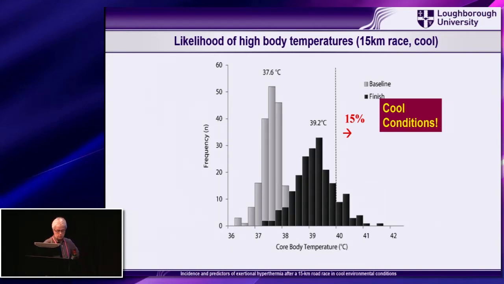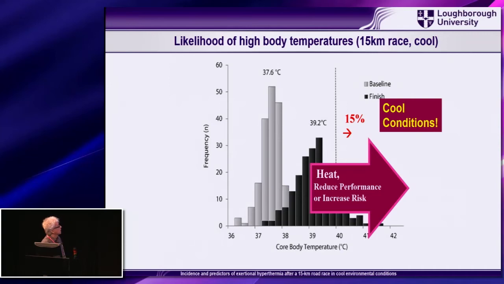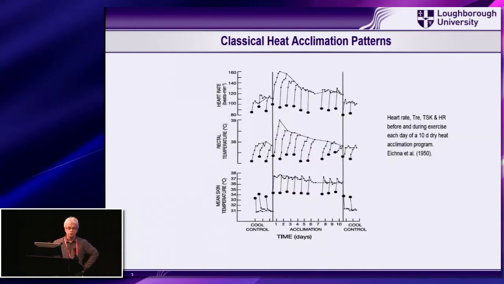So if you go to the heat, either you have to reduce your performance, you have to slow down to keep your body temperature within safe limits, or obviously you increase your risk. And reducing that risk, the main way we can do that, and I think it's one of the best proven ways of adapting to a stressor, is by acclimatizing people to heat.